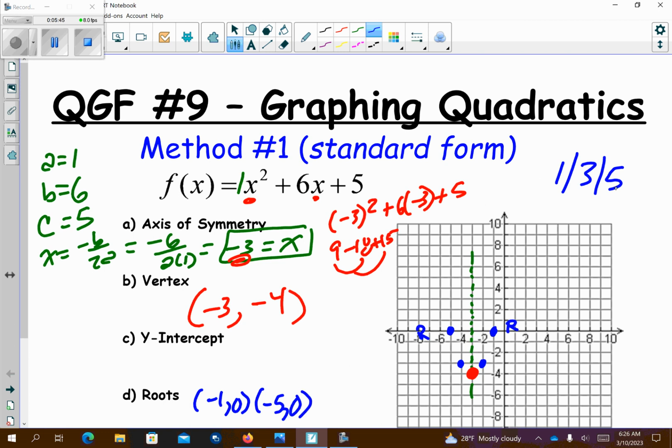And I'm going to go one more. I'm going to go out to the 5. So right one up 5, and left one up 5. So that's going to be our y-intercept. That's going to be the point 0 comma 5. And now we can draw our parabola.